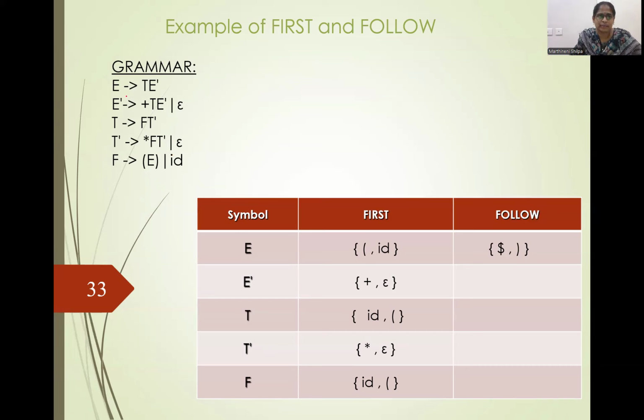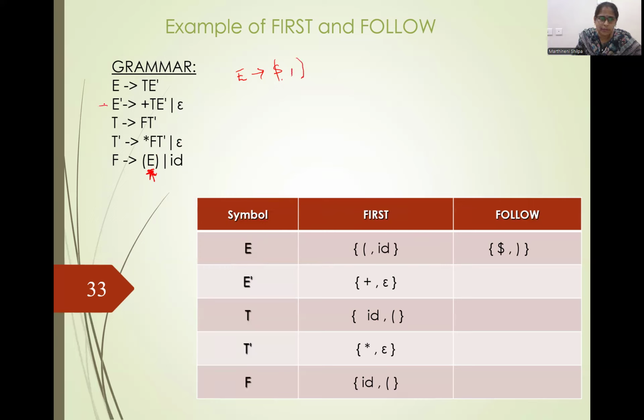Follow of each and every non-terminal. Follow of E, where E is the starting non-terminal, will be the dollar. And also we have E in this production rule. Check wherever E exists on the right hand side of the productions. So here also E exists, and this E is followed by closing parenthesis. Now add this closing parenthesis to the follow set of E. So the terminals in the follow set of E are dollar, closing parenthesis.